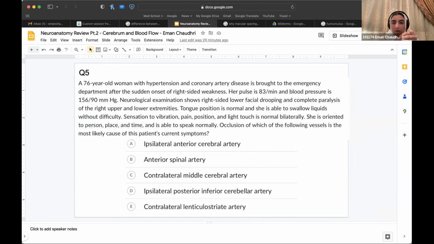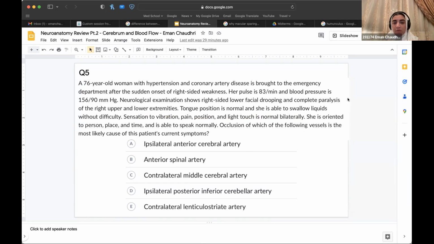A 76-year-old woman with hypertension and coronary artery disease is brought to the emergency department after sudden onset of right-sided weakness. Her pulse is 83, BP is 156/90. Neurological examination shows right-sided lower facial drooping and complete paralysis of the right upper and lower extremities. The tongue position is normal and she's able to swallow liquids without difficulty.